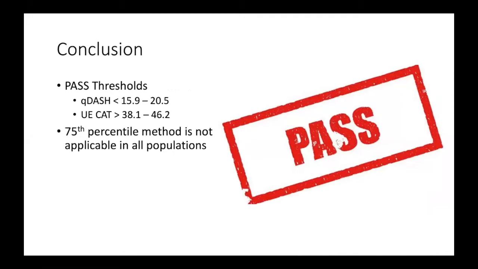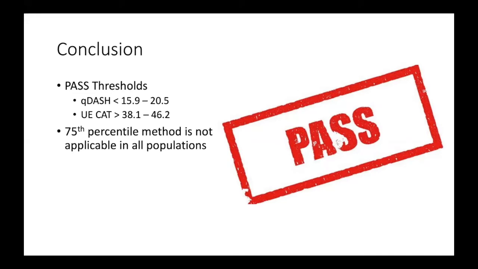So in conclusion, a QuickDASH score of 15.9 to 20.5 or less, or a PROMIS UECAT score of 38.1 to 46.2 or greater, indicates an acceptable symptom state in our postoperative hand surgery cohort. These values may be useful for study design or when interpreting outcomes in the literature, both prospectively and retroactively, where patient satisfaction is not reported alongside scores for these instruments.